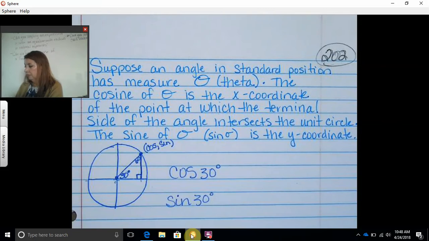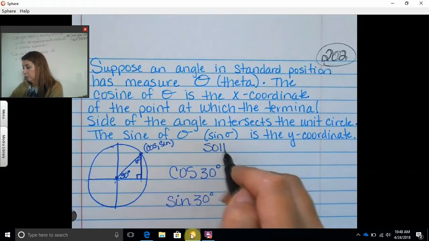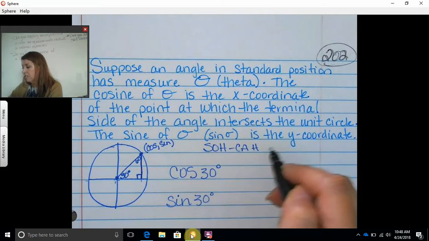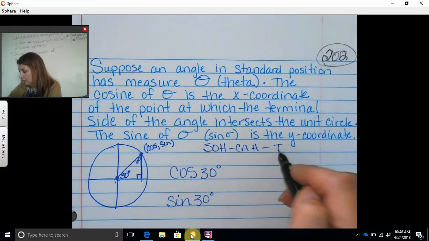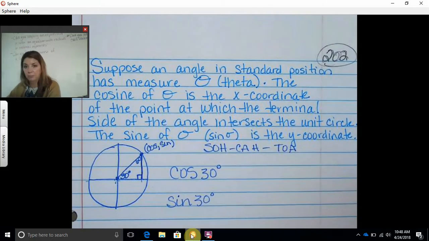Just forgot my dot. So, I always write my little SOHCAHTOA out. When I say SOHCAH, you say TOA.